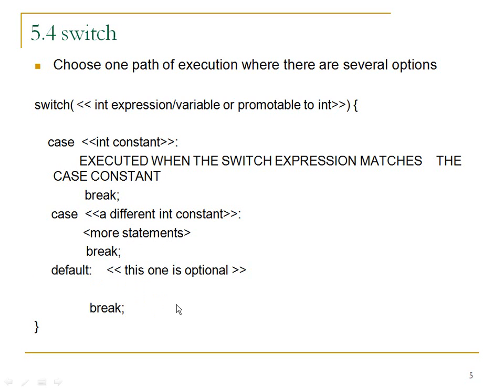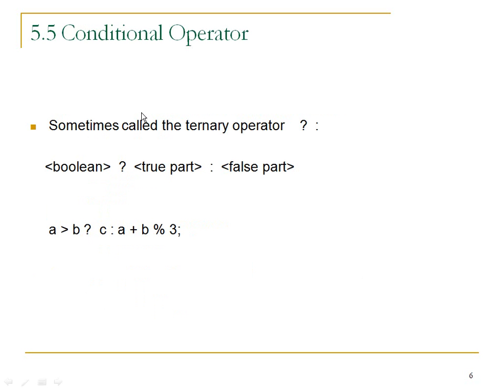You don't need to have a default case in a switch, and we will execute one of those in the development environment. Let's look at now the conditional operator, or sometimes called the ternary operator. So this is all one expression in Java. The first operand must evaluate to a Boolean, and then there's a question mark.